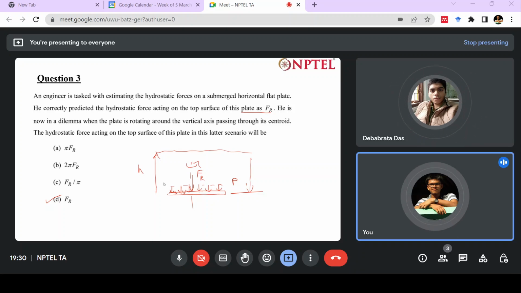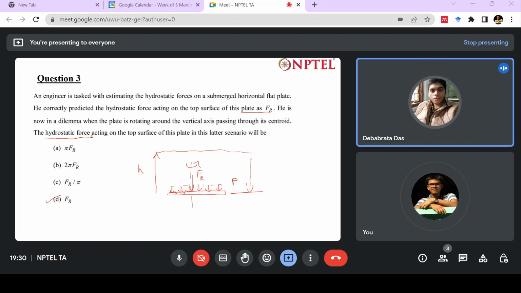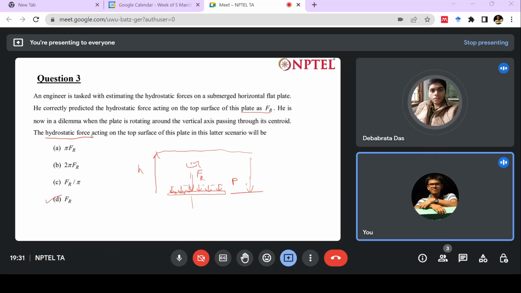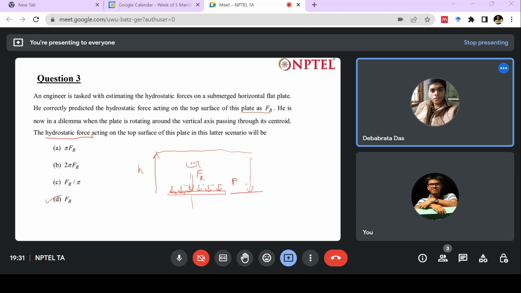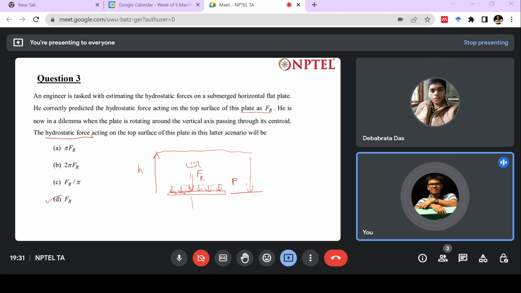But it is not really asking about pressure here. It is asking about hydrostatic force. So hydrostatic force should include those tangential stresses also, right? Those also contribute to the hydrostatic forces. Correct. So why are we still saying that the force will be Fr only, despite there being tangential stresses acting on the plate? Why are we still saying the hydrostatic force will be Fr and will not change?